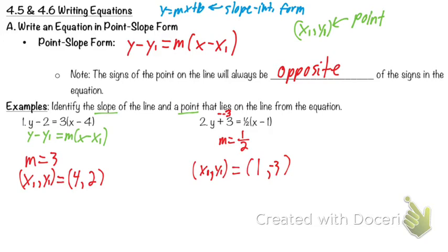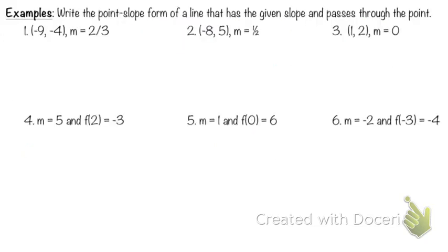Now we're going to be given the point and the slope, and we're going to write the equation, but we're going to keep it in point-slope form. We're not going to use the vehicle yet. We're just going to get in the vehicle. We're not going to drive the vehicle anywhere yet. We're getting in the vehicle, which is point-slope form.